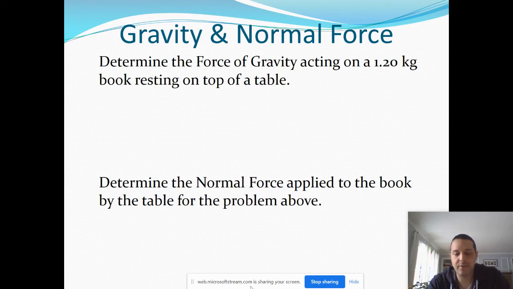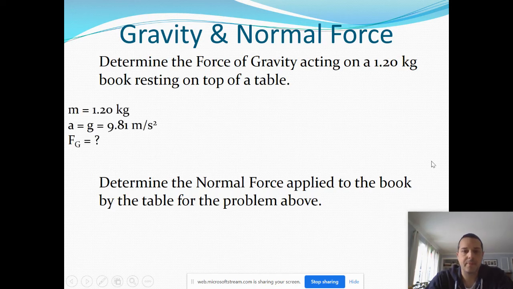We looked at gravitational force. We're going to look a little bit more at normal force today. So to start this, we're going to do an example. In this example, we're going to determine the force of gravity that's acting on a 1.2 kilogram book that's resting on top of the table. Now, once we have that force of gravity, since the book is resting on the table, the table must be supporting the book. We'll determine what normal force is acting between the table and the book. So let's first look at this gravitational force.